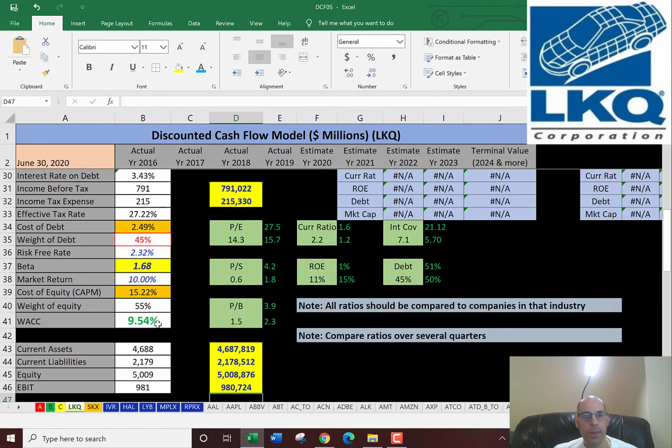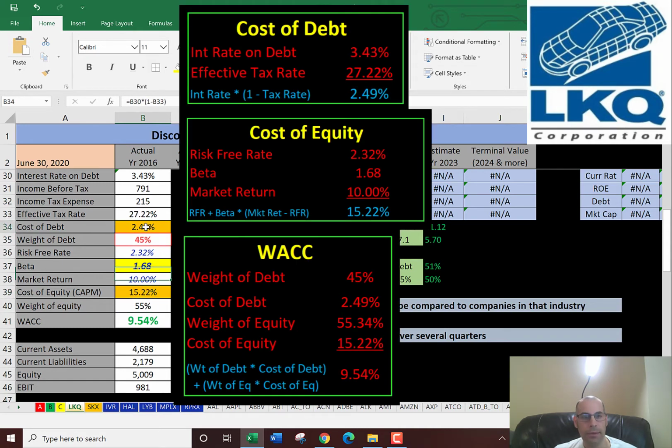And as you can see, we calculated the weighted average cost of capital because it's a blend of the cost of equity, 15.2%, and the cost of debt, 2.5%. And that comes out to 9.5%. And that's what we're going to use to discount the future cash flows.